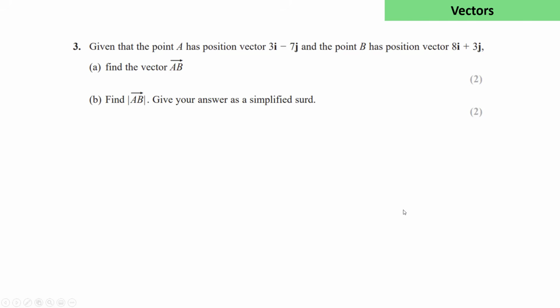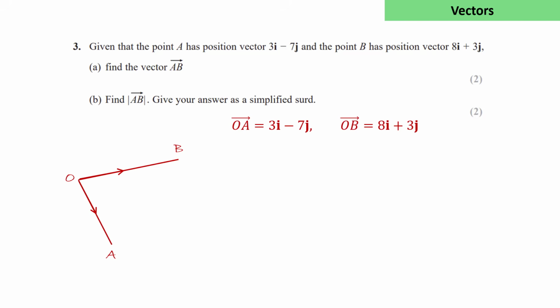Let's look at a vector question. We're given the position vector of 2 points, A and B. OA is 3i minus 7j, OB is 8i plus 3j. These are the offsets from a given origin O.